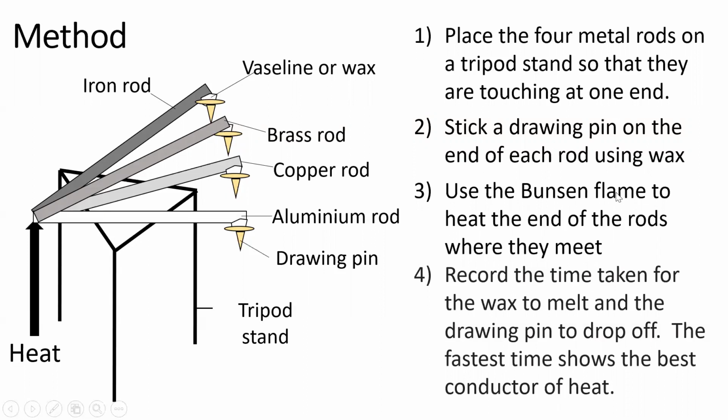So you use a Bunsen burner flame to heat one end of the rods, and that's where the rods meet. So it's at this end. It's not where you've just attached the drawing pins. And then using a stopwatch, you would record the time taken for the wax or Vaseline to melt and the drawing pin to drop off the metal rod.